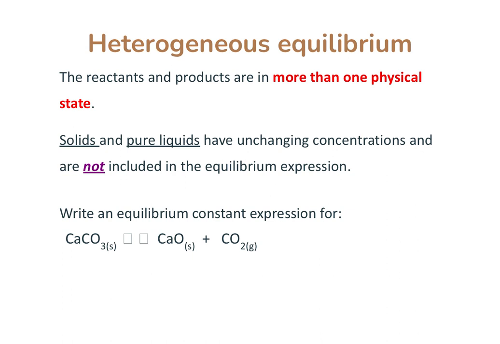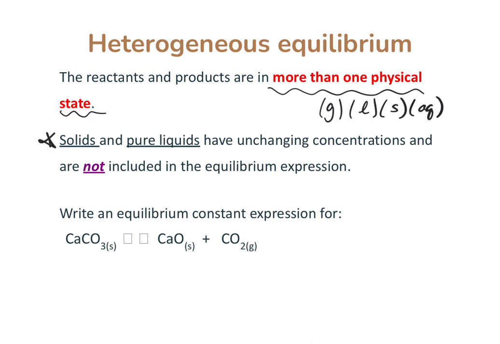However, in chemistry, sometimes things aren't so nice and beautiful in all the same state of matter, and that's what we call heterogeneous equilibrium. This is where you're going to have more than one physical state, meaning gas, liquid, solid, aqueous. One thing to keep in mind, and I'm going to put a little star by this, you should definitely know this: solids or liquids do not change their concentration. So equilibrium is looking at how concentration is changing over time.